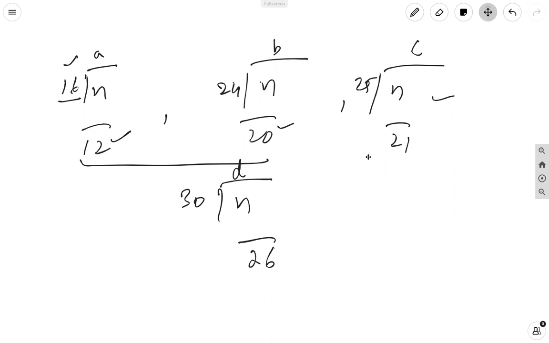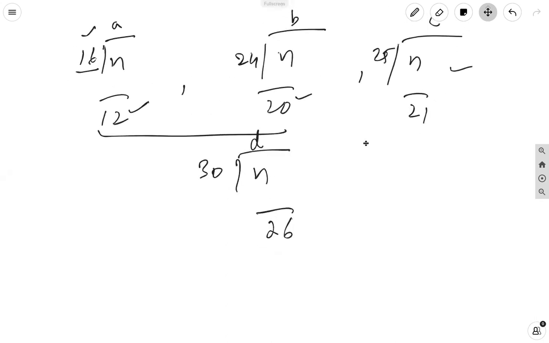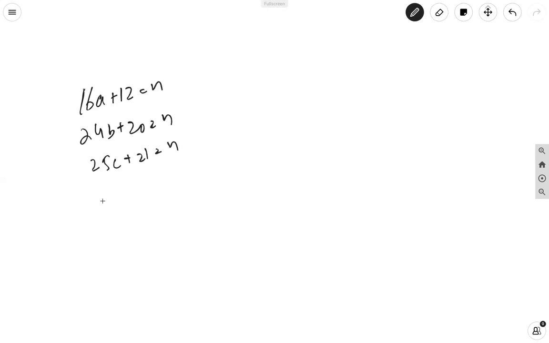Okay, listen. Let's see how I solve this question. But n is even for all, because when I made the equations, n is even for all. The first equation is 16a plus 12 equals n. The second is 24b plus 20 equals n. The third is 25c plus 21 equals n. And the last is 30d plus 26 equals n.